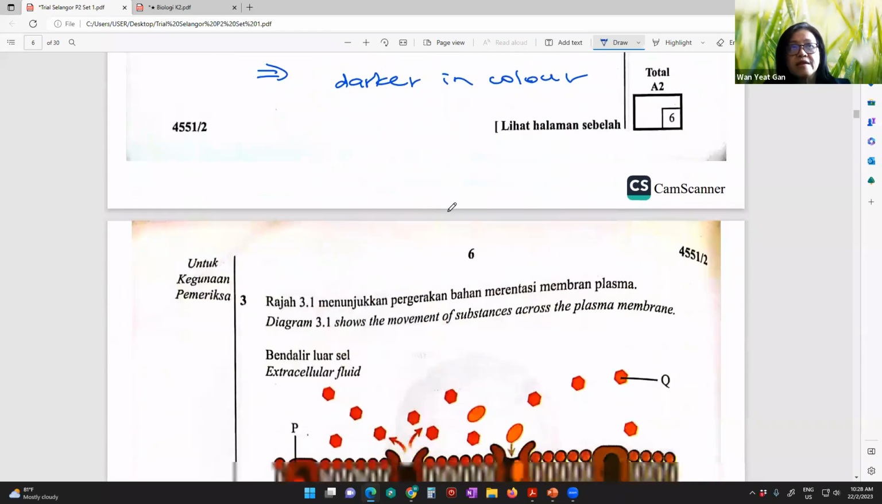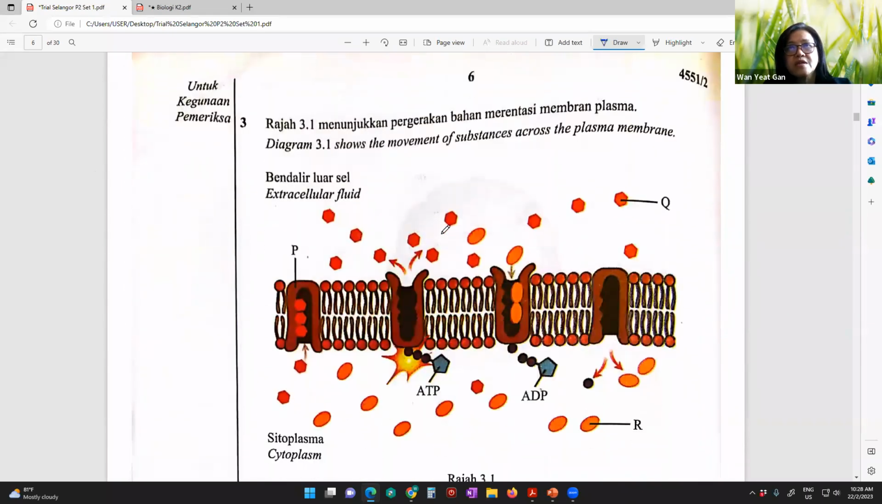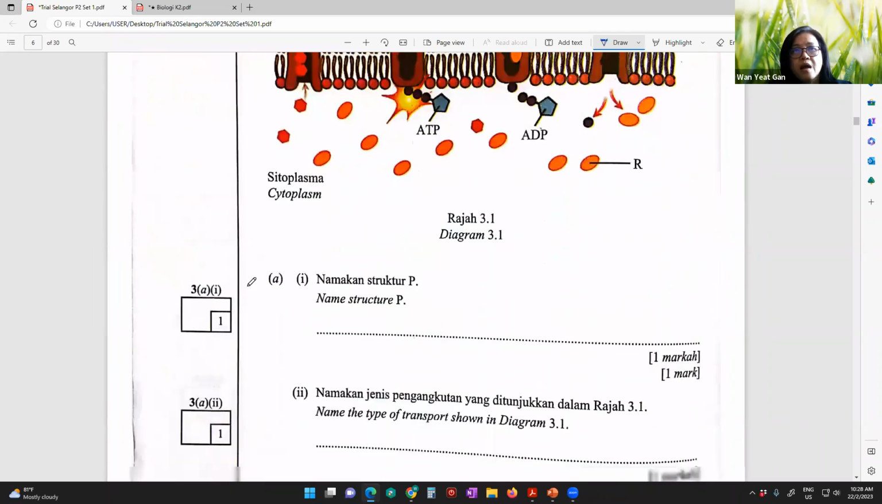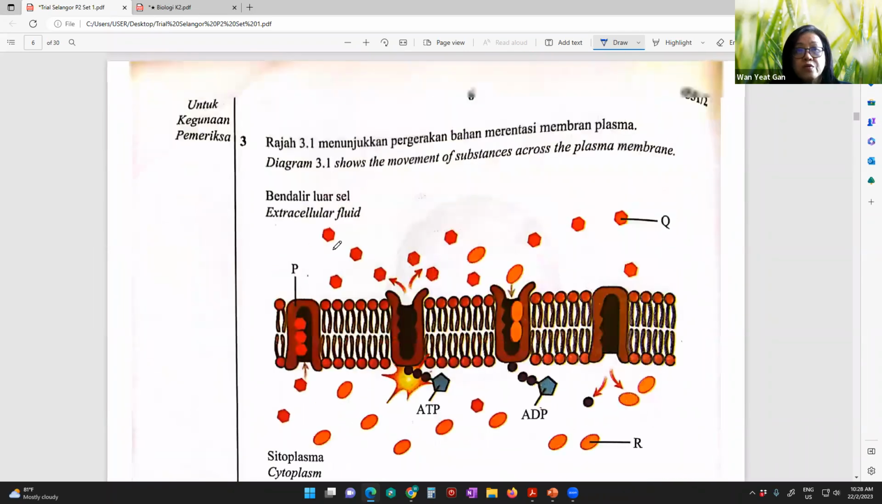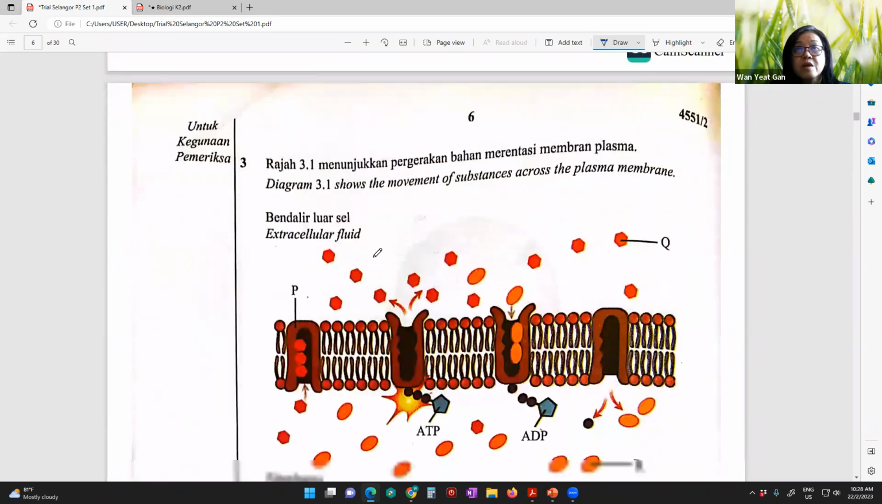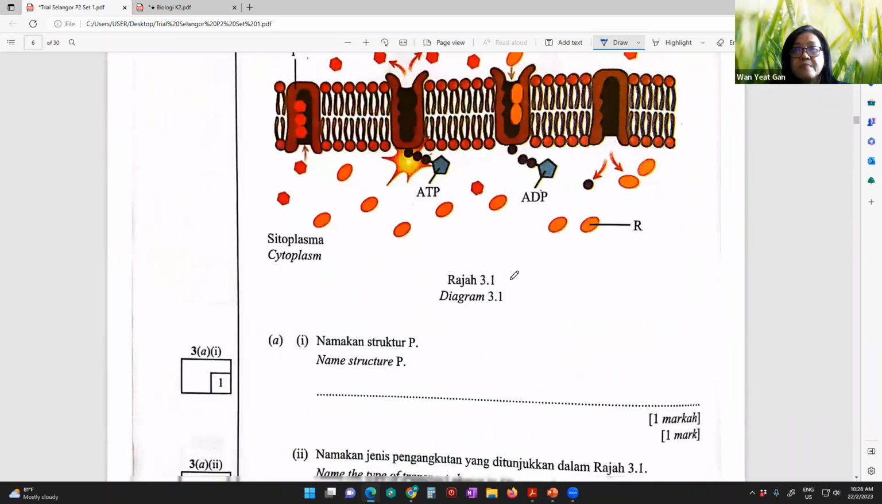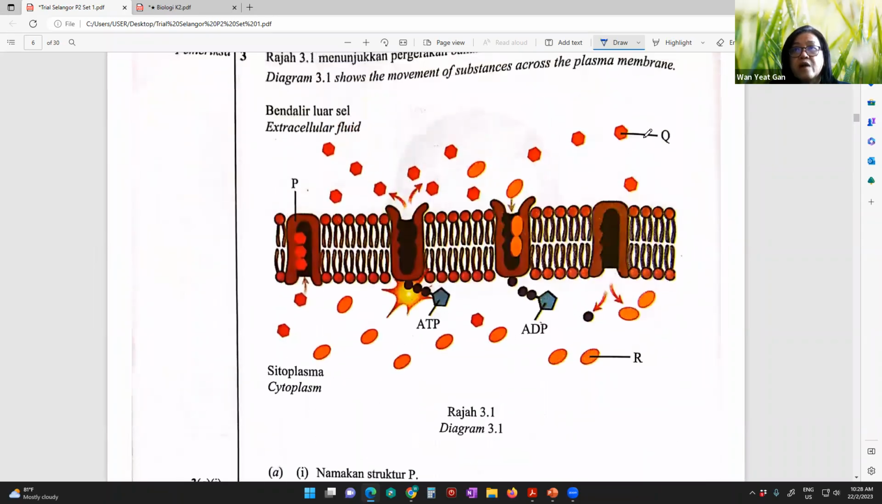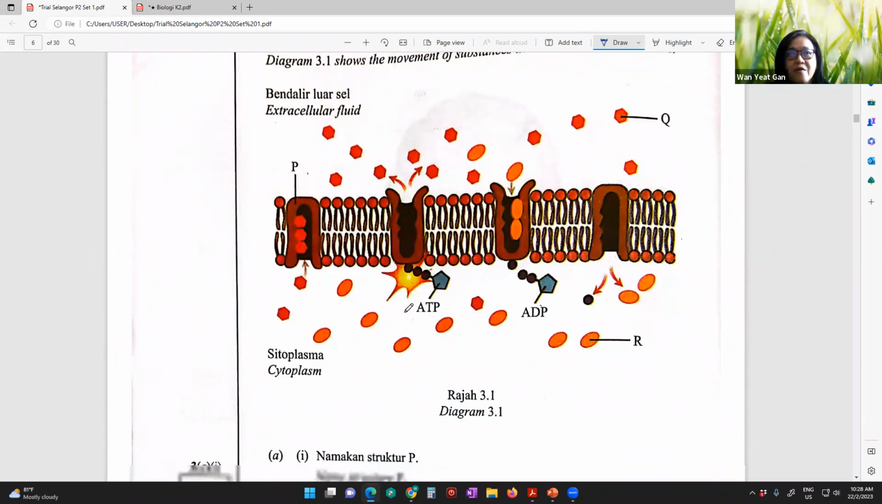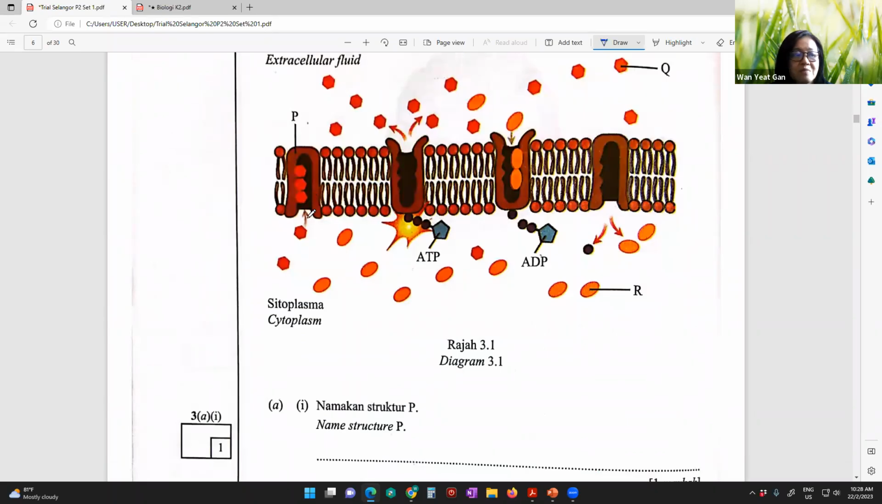Okay, next, let's look at question 3. Now, in question 3, this is a plasma membrane with the extracellular fluid shown here and also the cytoplasm. So look out for little things like ATP, number of molecules found outside, inside. That will give you an indication what they are trying to ask in this question. So first of all, name structure P. Now, structure P is a carrier protein.